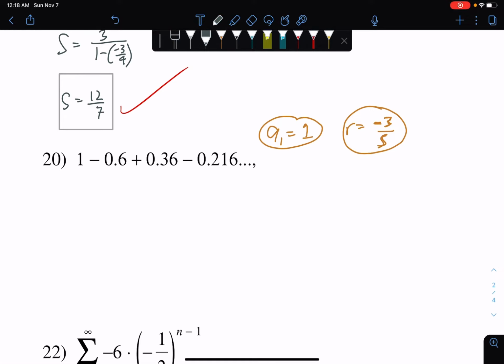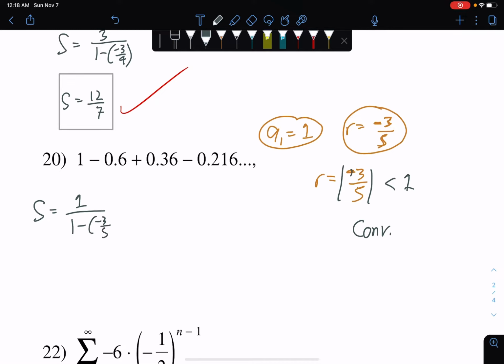So, assess negative 3 over 5, absolute value, this is positive now. It's still less than 1, so the series converges. Therefore, we can find the sum. S is equivalent to A sub 1 divided by 1 minus negative 3 over 5, which is, in other words, 1 minus R. Now, if we put this in the calculator, we get 5 over 8.